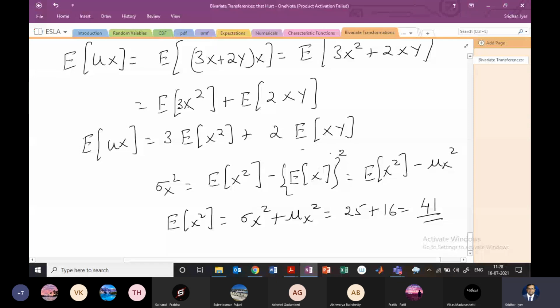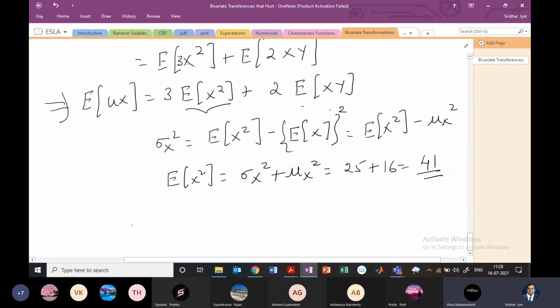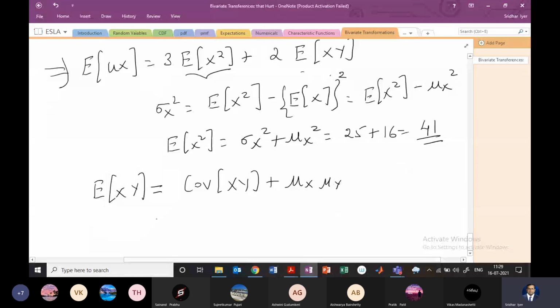Any ideas how can we find E of xy? Covariance of xy equal to E of xy minus mu x mu y. Yeah, you're right. So we can find E of xy using the covariance because it is x and y. That should be your hint because it is using both x and y. So E of xy is nothing but covariance of xy plus mu x mu y. I'm using the definition of covariance. We have already found the covariance, which is negative 24.5, plus mu x mu y will be 6 into 4, that is 24. Therefore, we get negative 0.5.